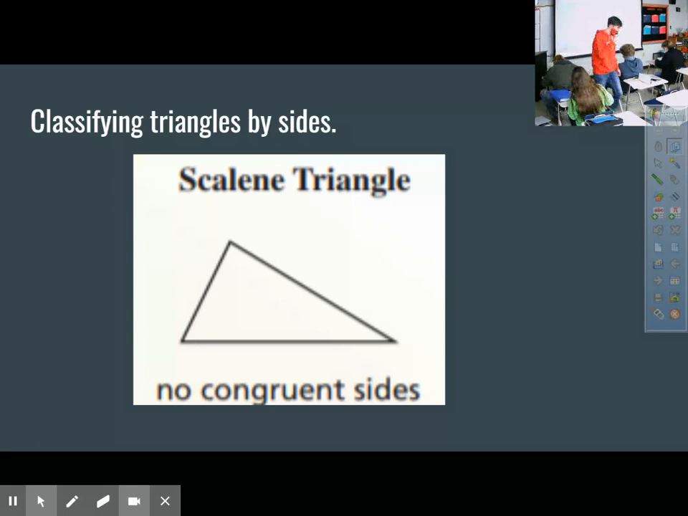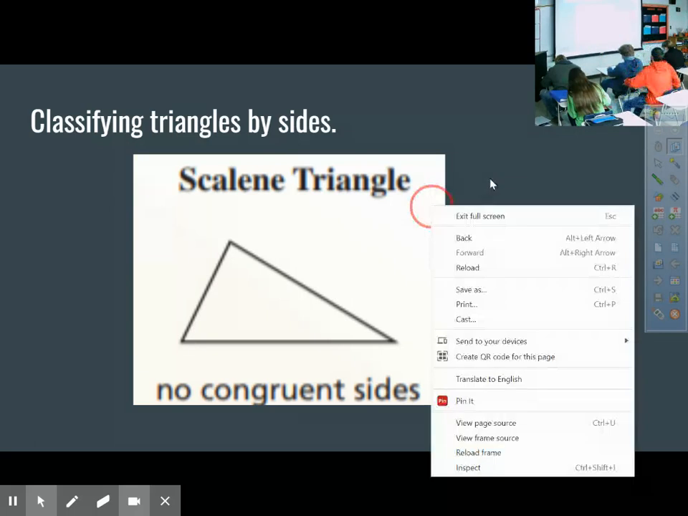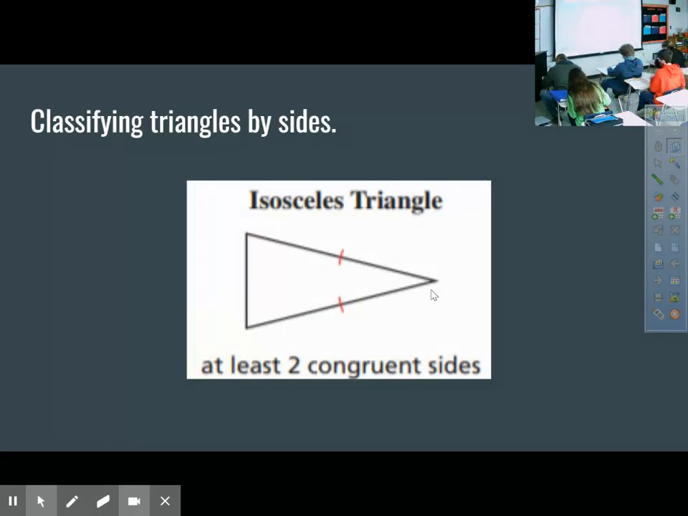Alright, the second type of triangle is an isosceles triangle. An isosceles triangle, the definition that you're going to write over there on the left, says it has at least two congruent sides. At least two means two or more, which there's only three sides, so two or three sides that are congruent, it's considered isosceles.